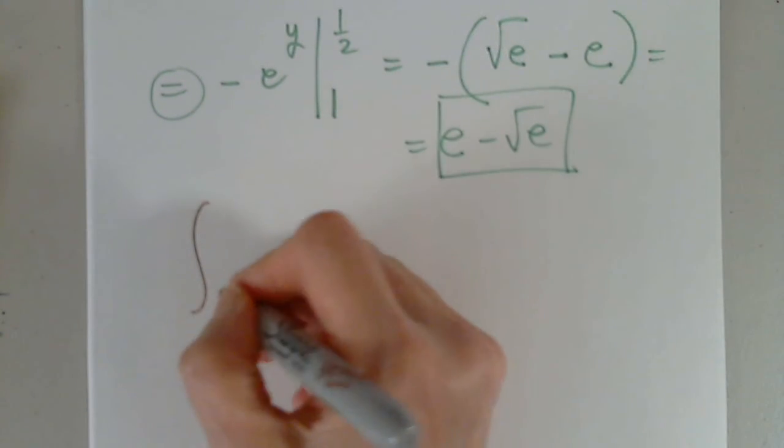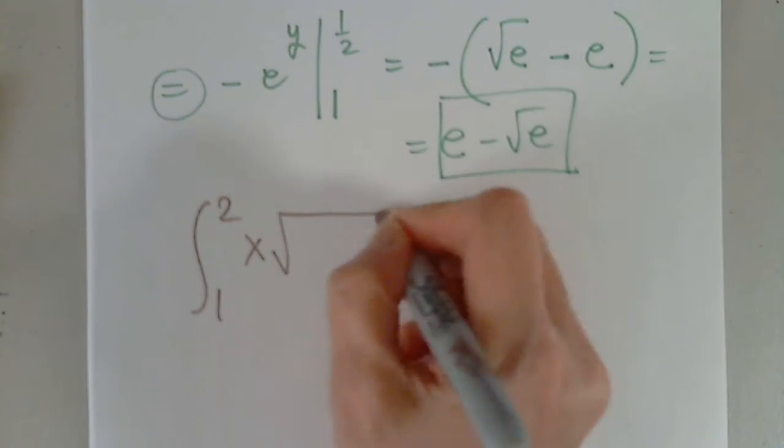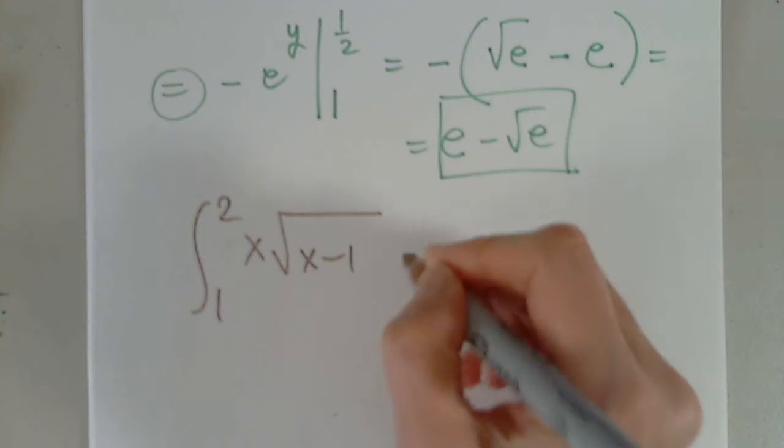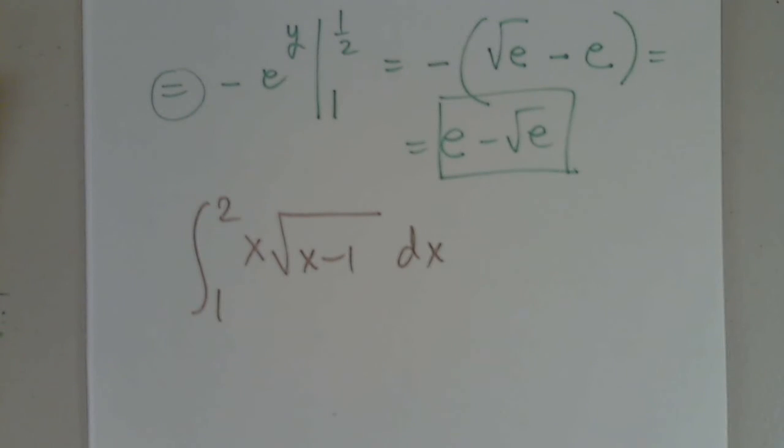integral from 1 to 2 of x times the square root of x minus 1 dx. Don't be afraid to start on a path, and if it doesn't work, it's okay. You go back and you change the substitution. You may not have picked the correct substitution from the very beginning. It's okay to give it a shot.